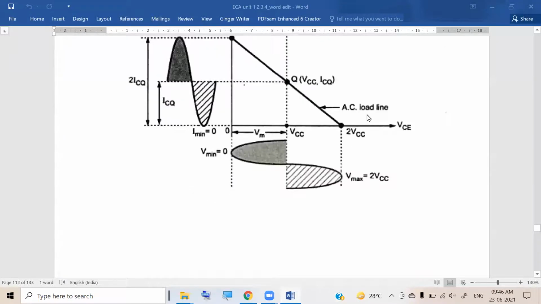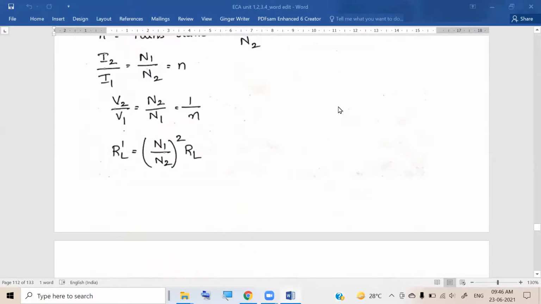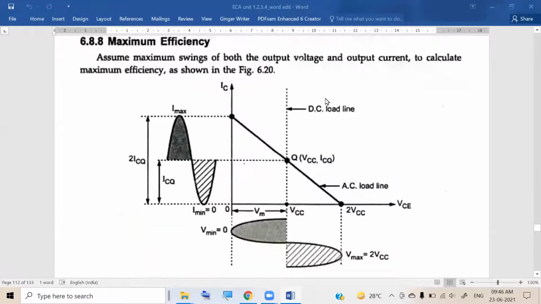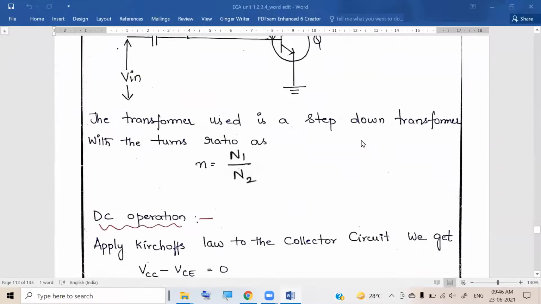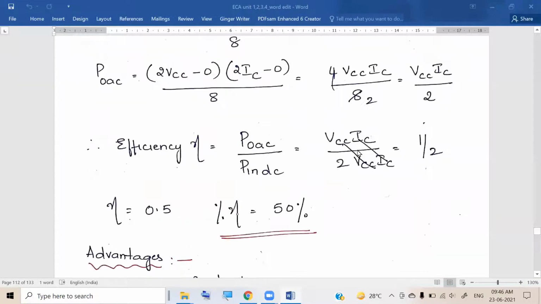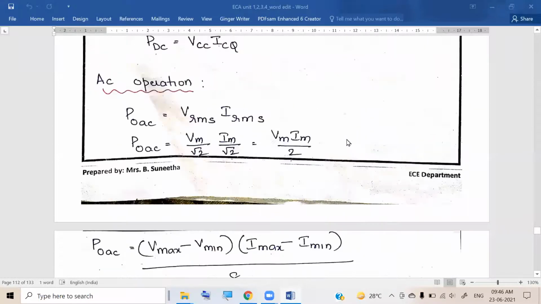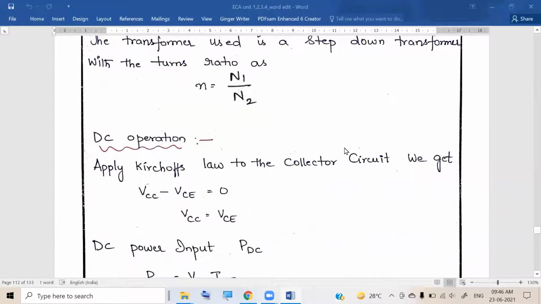Efficiency. The same thing. See what we did in the previous case? Load line. Then characteristics. Then efficiency. And advantages. This same thing we will do. Next also for class B, we will do the same.